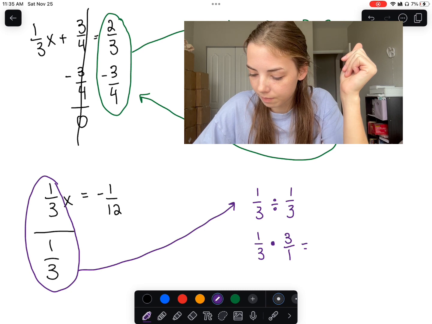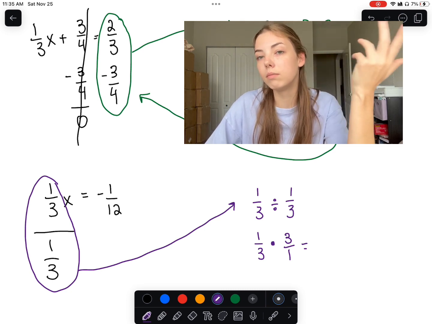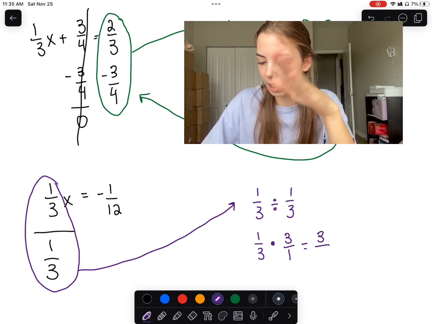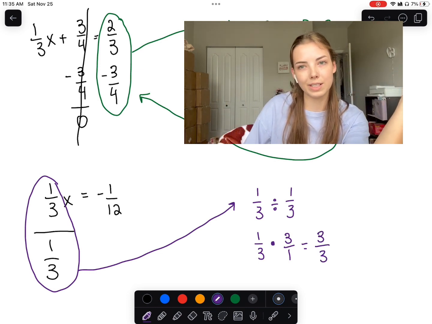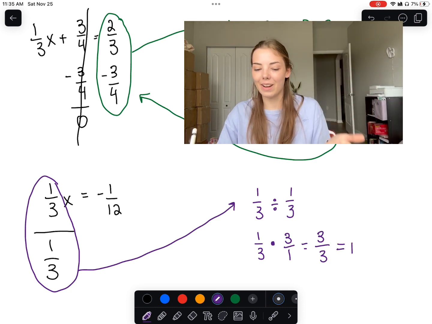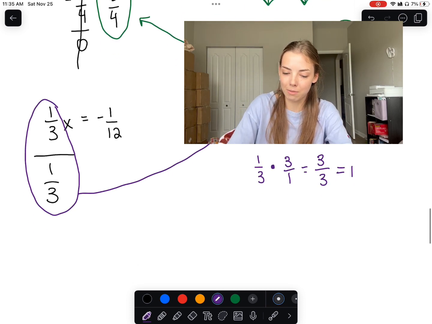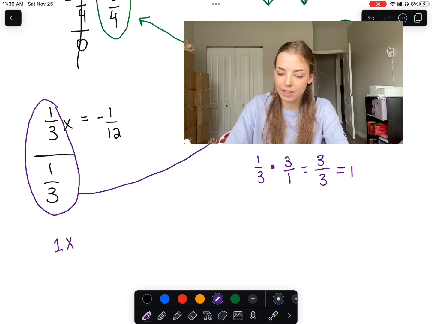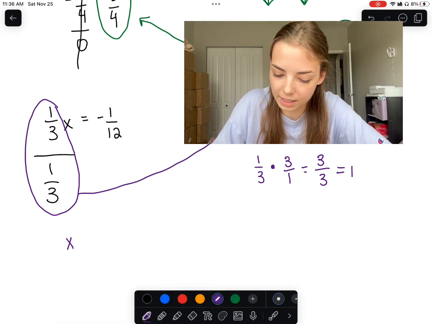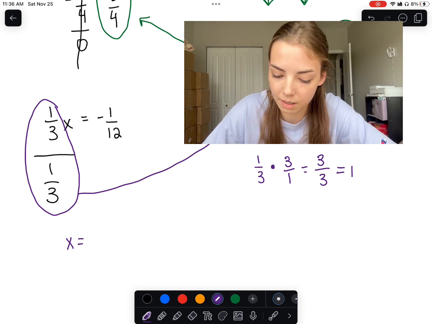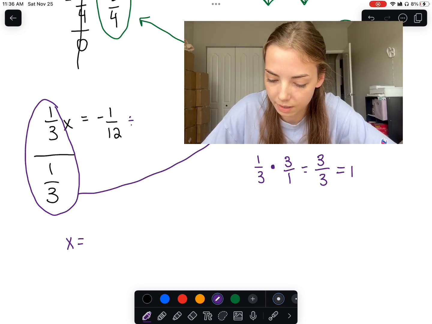my fraction. So I get 1/3 times 3 over 1. So 1 times 3, 3. 3 times 1, 3. So 3 over 3, what is that equal to? You got it, 1. So now I'm left with exactly what I wanted. I wanted it to be 1 times x, because we know 1 times x is just going to be x. So I have x by itself. So x equals, well, what we do to one side, we have to do the other. So we divided this side by 1/3, so we have to also divide this side by 1/3.